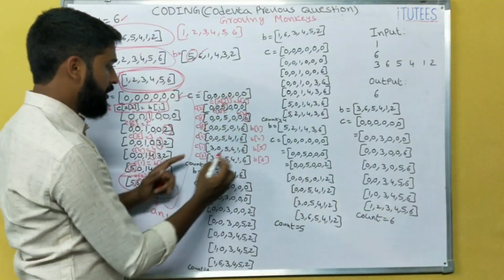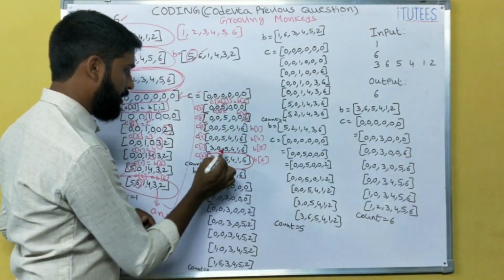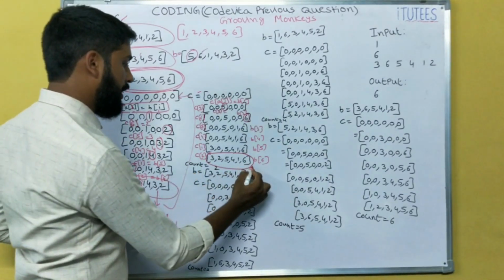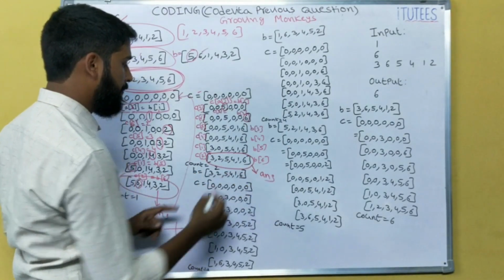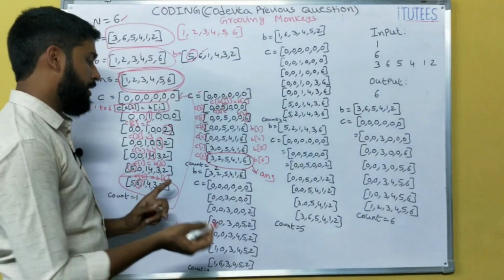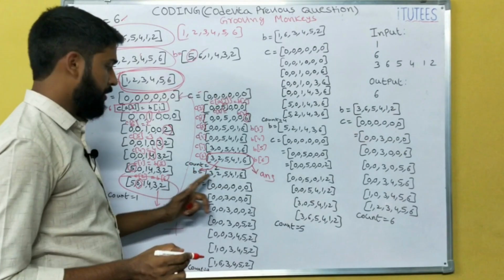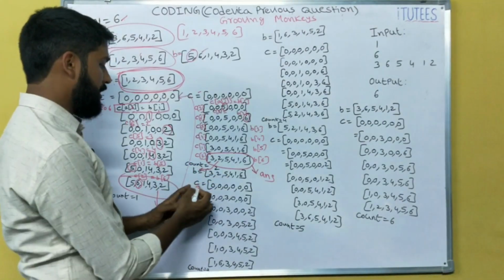Okay. So after completion of this, the C becomes like this: 3, 2, 5, 4, 1, 6, and increment the count. And we can check if this is the answer. 3, 2, 5, 4, 1, 6. No. Then again this becomes B: 3, 2, 5, 4, 1, 6. Again C equals to 0.